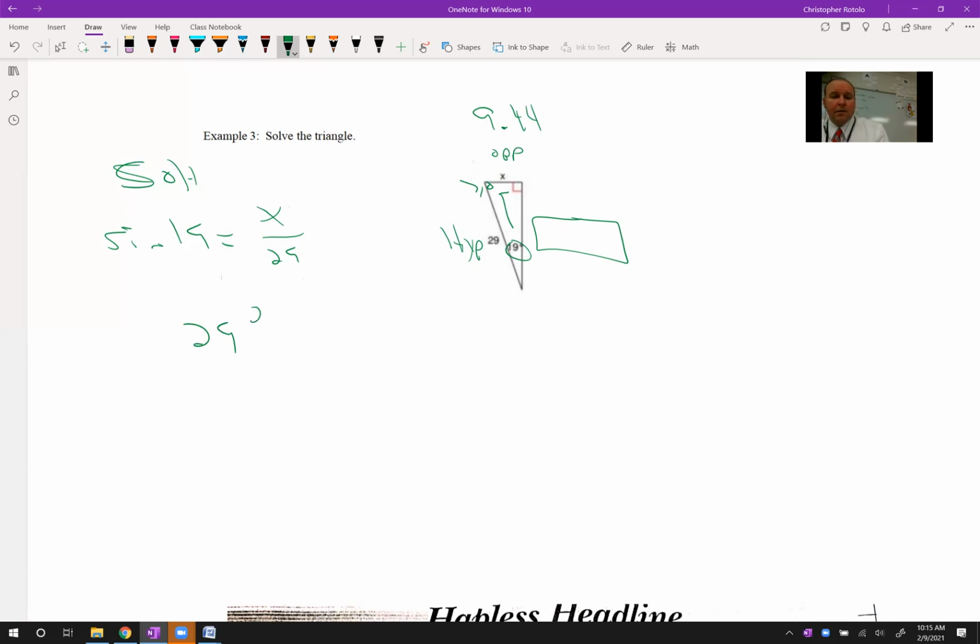So 29 squared minus 9.44 squared is going to give us, what is this? This is the opposite side. Nope, this is the adjacent side. So I might treat it that way so I know exactly what I'm solving for. So 29 squared minus 9.44 squared. Okay, and then we want the square root of that answer. All right, and it looks like it's right about 27.42 for the length of the side.